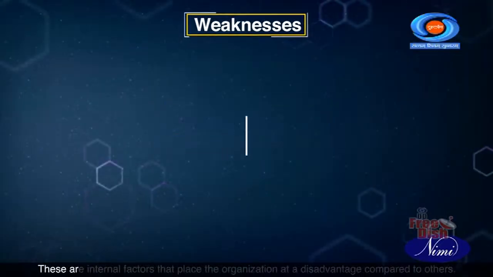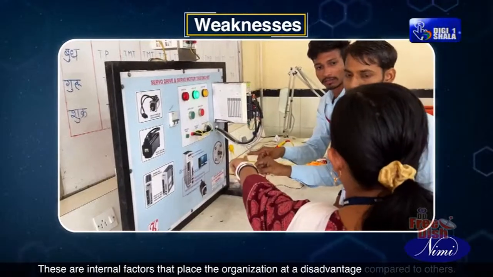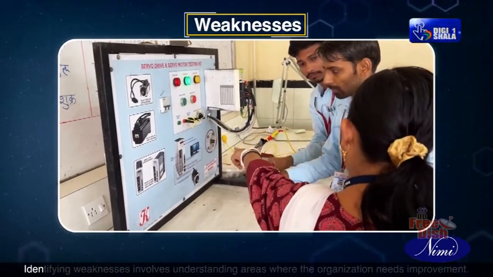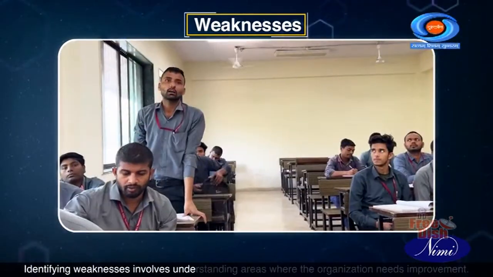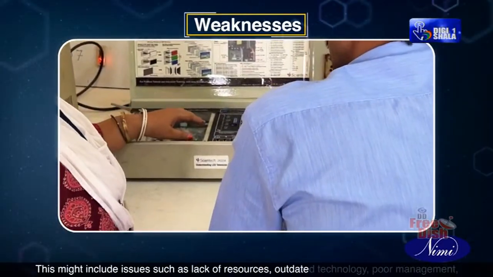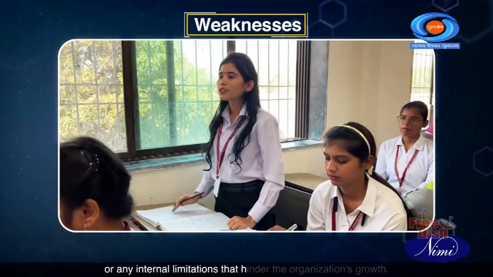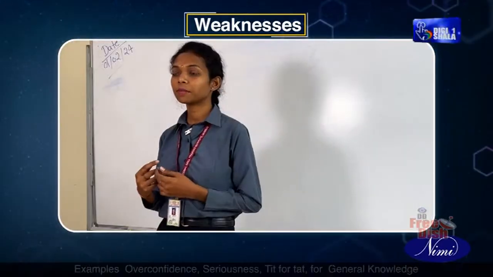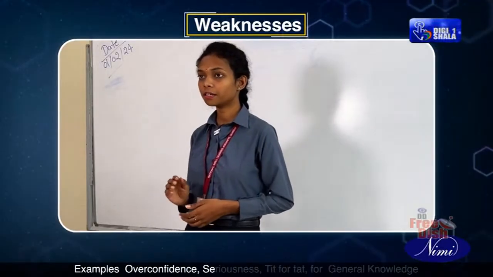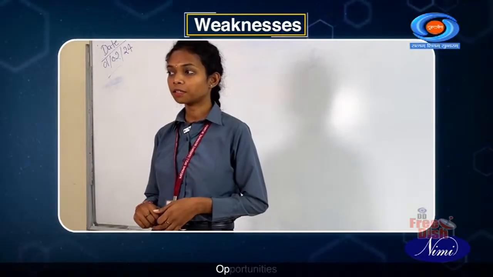Weaknesses. These are internal factors that place the organization at a disadvantage compared to others. Identifying weaknesses involves understanding areas where the organization needs improvement. This might include issues such as lack of resources, outdated technology, poor management, or any internal limitations that hinder the organization's growth. Examples: overconfidence, seriousness, tit for tat, lack of general knowledge.